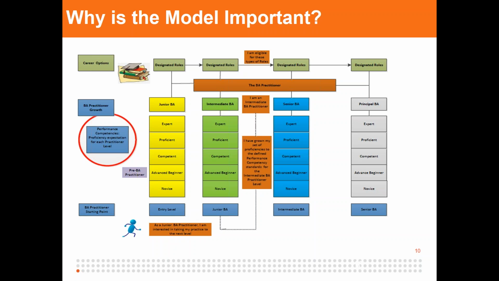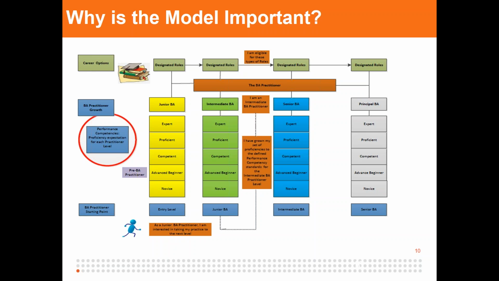So a model is important because for that junior BA, the model is going to tell them the performance competencies that they require in order to move into the intermediate BA level. Not only will it tell the performance competencies, but it will tell what the level of proficiency will be for them to be considered an intermediate BA. So as a person who's thinking about growing my career, I'm really excited about that because I have a map that tells me, okay, these are the performance competencies that are reflective of the career that I want or the level that I want. I just now have to figure out how to get there.